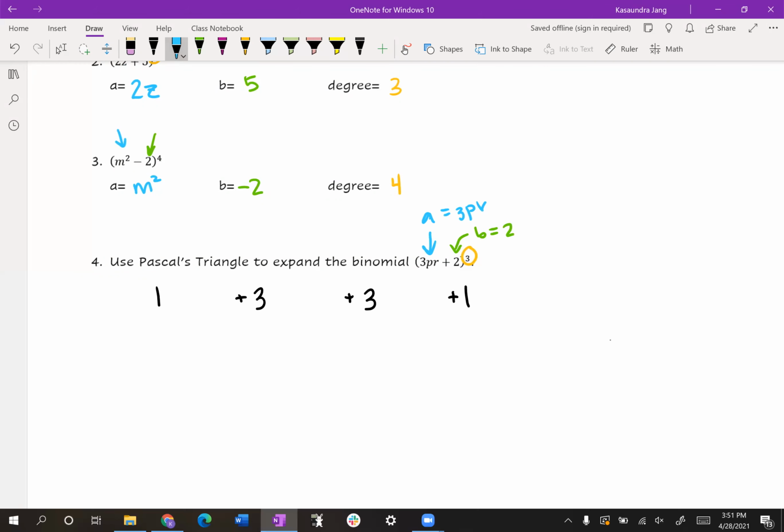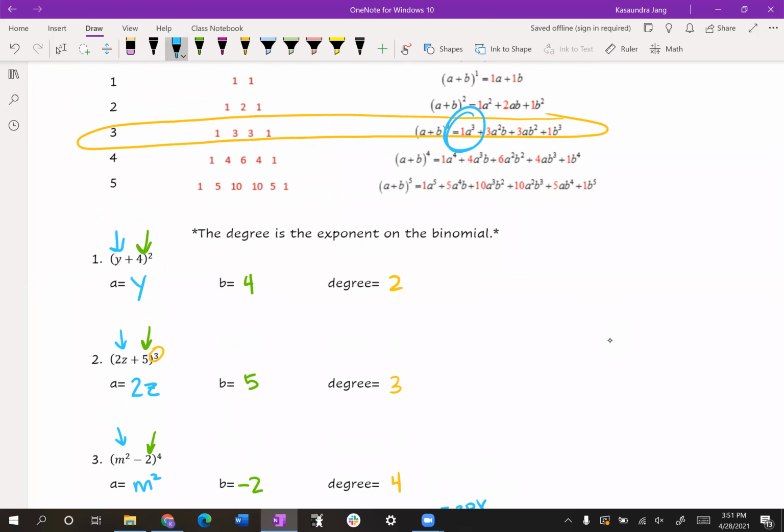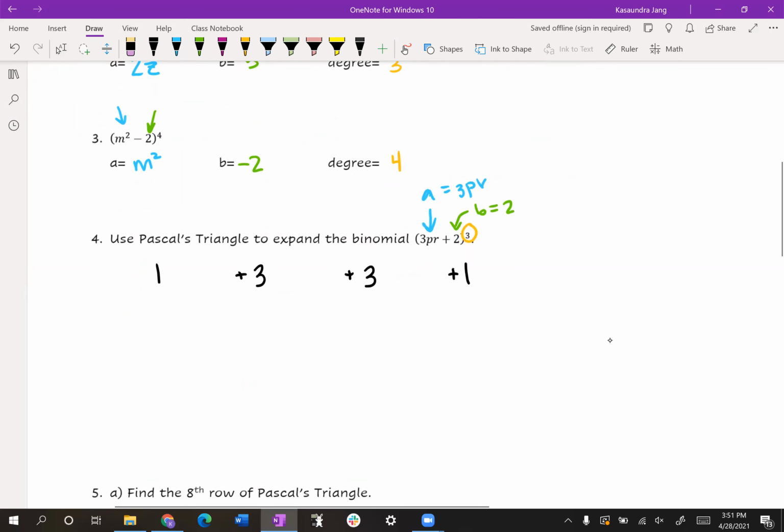Okay, so according to this part of Pascal's triangle, I need to do the 1a cubed, and then a squared, and then a plain a, and then there are 0 a's. My a's are pretty much decreasing. A to the third, squared, plain a, and then none of the a's. So again, my a is 3pr. So I'm going to do that guy, that's 3pr.